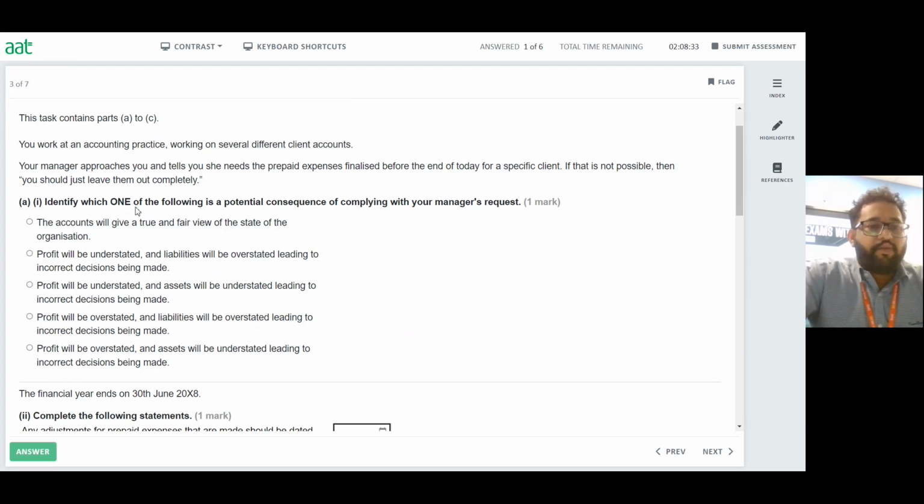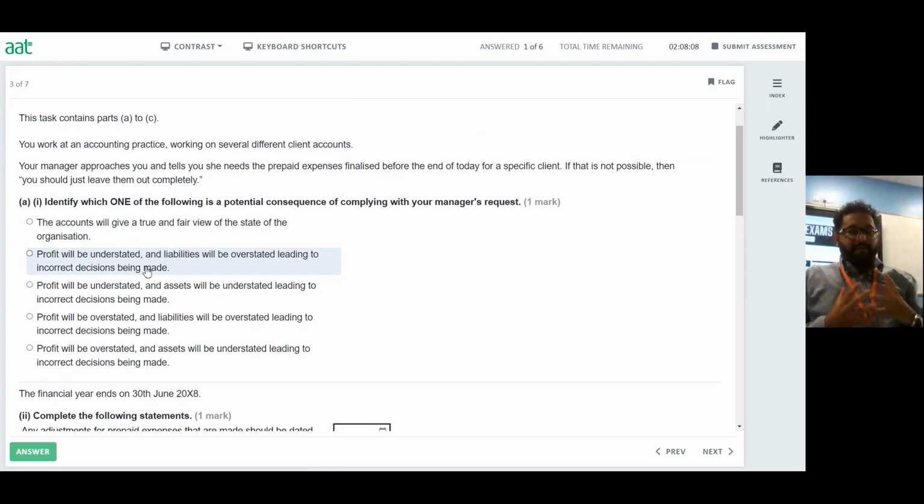It says here, identify which one of the following is a potential consequence of complying with the manager's request. They're saying the accounts will give a true and fair view of the state of the organization. I don't think it is. It says here profit will be understated, liabilities will be overstated, leading to incorrect decisions being made. Now we have to decide, if there is going to be a prepaid expense, what we're going to create. If you have a prepaid expense, we are taking some of the amount we already paid for the expense out of that expense account, and we will create a prepaid expense asset account.